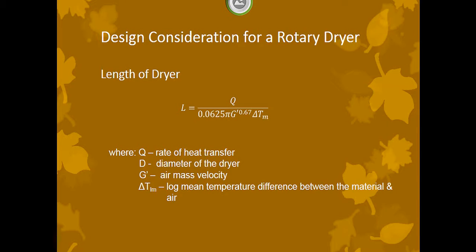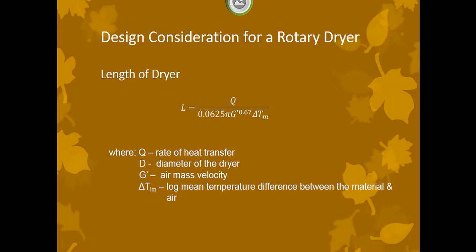Now, as for the length of the dryer, as you can see, it's in the form of a cylindrical shell, and at times there are already manufacturers that have a particular size of tube for this particular dryer. All you have to do, in terms of the amount of material that you need to process, has something to do with the heat transfer rate that you want it to accomplish and the mean temperature difference. You will know how long a dryer you would need to accomplish that particular separation.